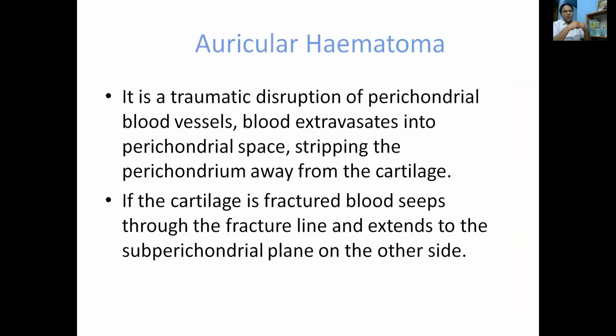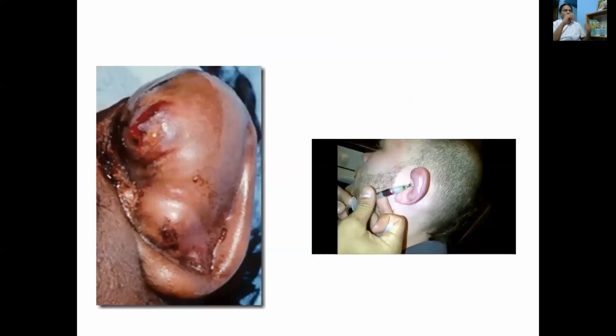Then coming to the second stage, we call it auricular haematoma. As the name itself says, a hematoma is a collection of blood and blood products. It is a traumatic disruption of perichondrial blood vessels. Blood extravasates into the perichondrial space, stripping the perichondrium away from the cartilage. If the cartilage is fractured, blood seeps out through the fracture line and extends to the subperichondrial plane of the other side. As shown in this picture, you see the bulging of the pinna. So there is a large hematoma there.